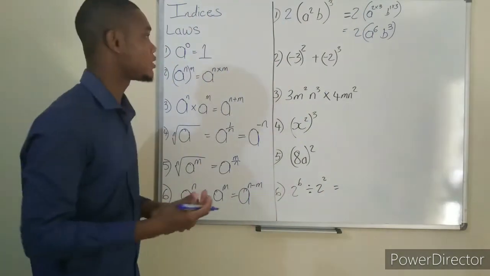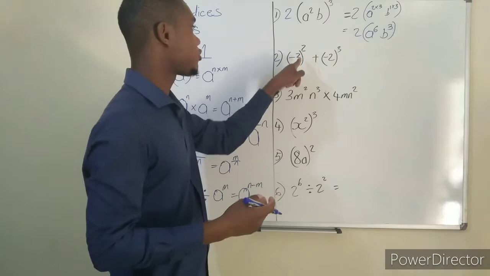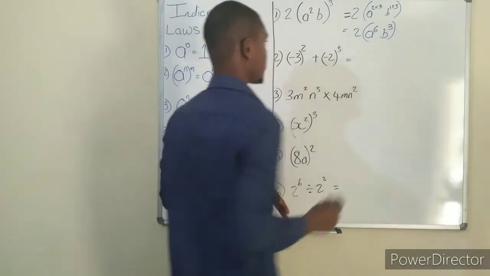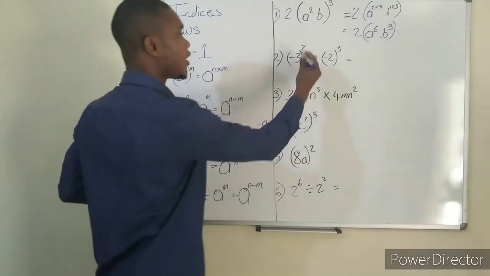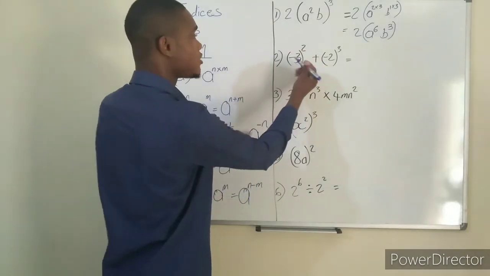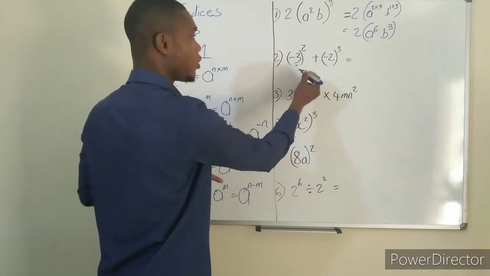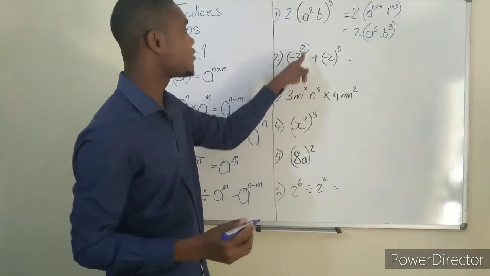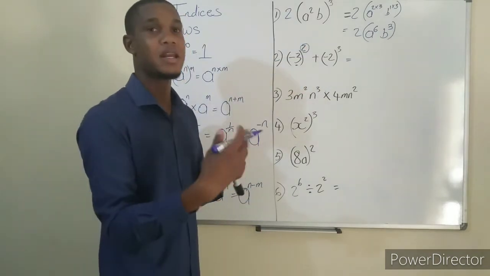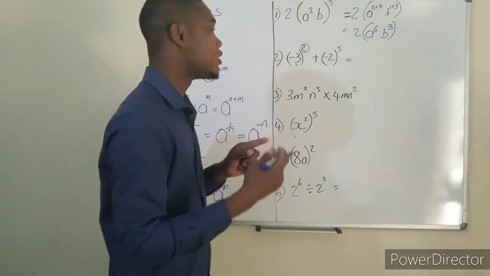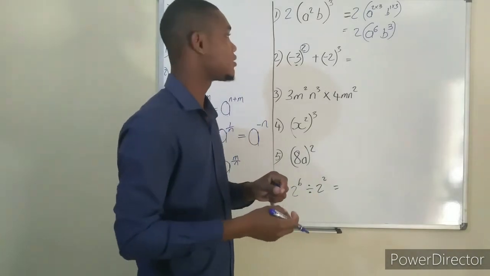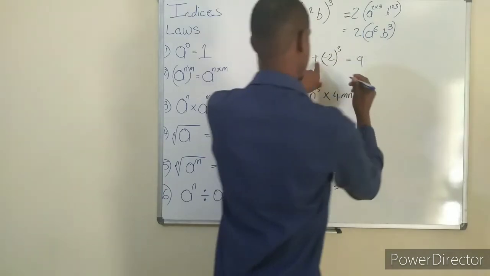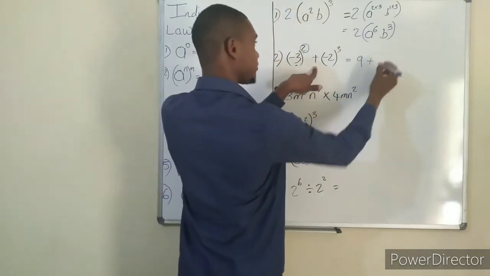Now let's attempt question number 2. Negative 3 squared plus negative 2 to the third power equals. Now once you see an index of this form, it means that whatever is in the bracket must be multiplied by itself by the index amount of times. So negative 3 to the second power means multiply negative 3 by negative 3. That will give you a positive 9. And you put back your sign that is between, so that's plus.